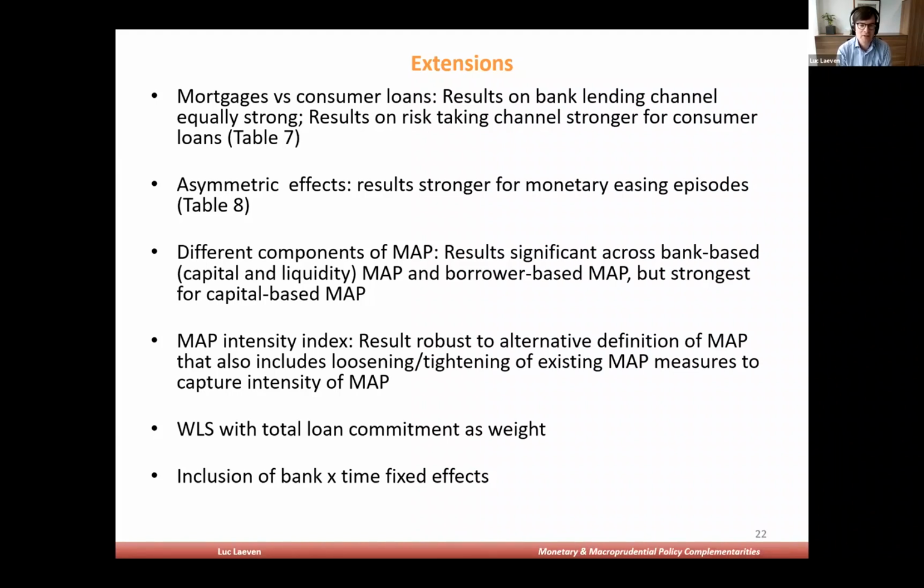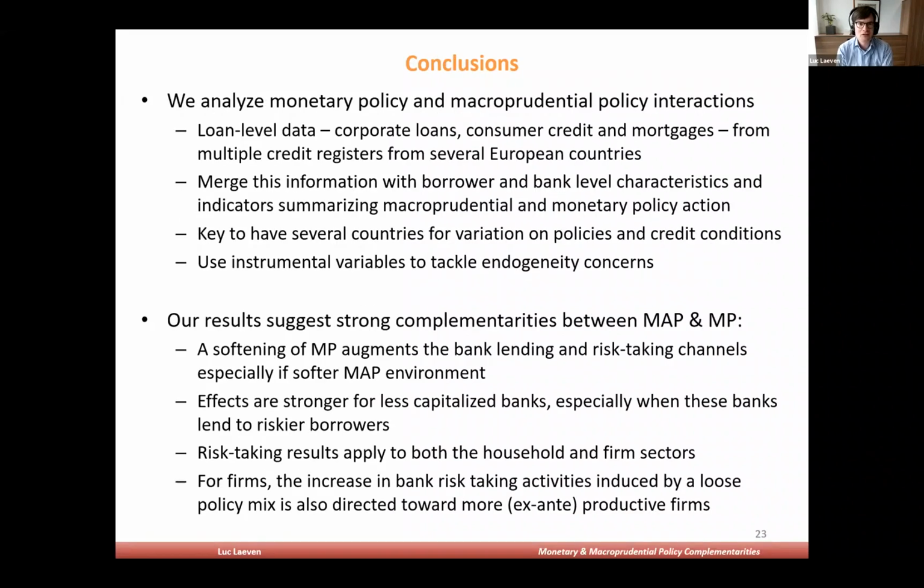And then so far, what I showed you were results of macroprudential policy where we really focus on the adoption of measures, because that's the cleanest. It's much more difficult to put a number on the intensity of the measure, but we have also made attempts to do that. And when we do that by basically adding up changes in existing measures to accumulate whether there is a loosening or tightening, we find also results that are very much in line with the ones I showed you. And with that, I conclude.